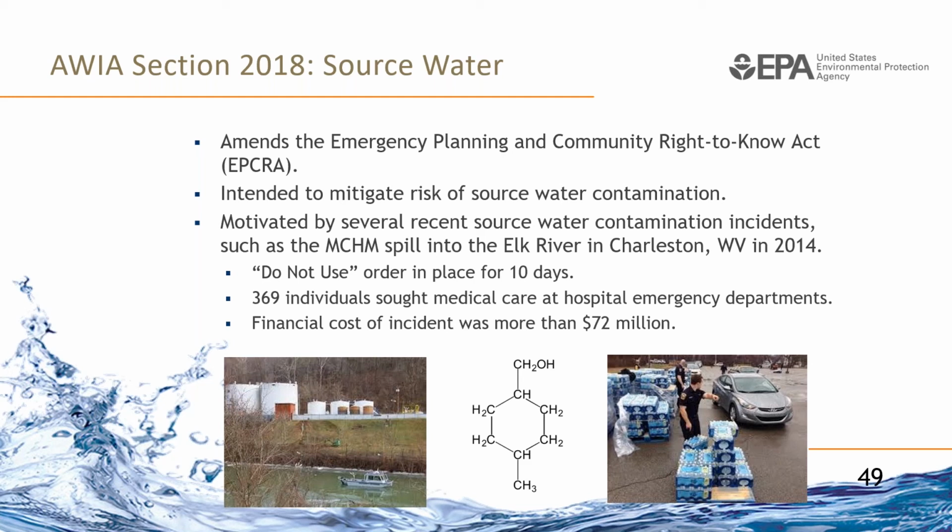The Section 2018 provisions were motivated by several spills that have occurred over the past several years that impacted drinking water supplies. Probably many of you might remember this very notable spill of 10,000 gallons of MCHM into the Elk River, which is the drinking water source for Charleston, West Virginia, back in 2014. And when that contaminated water passed through the treatment plant and into the drinking water distribution system, it caused significant public health and economic consequences.